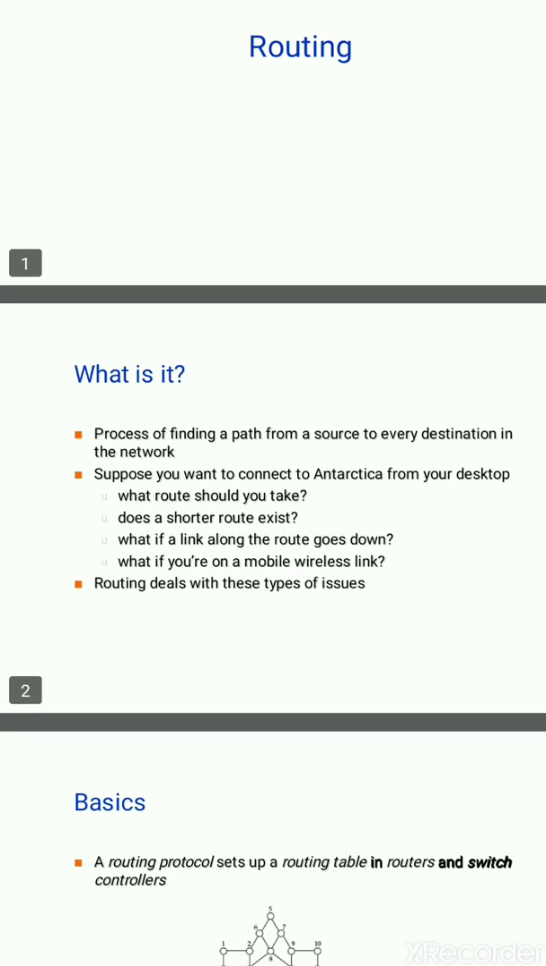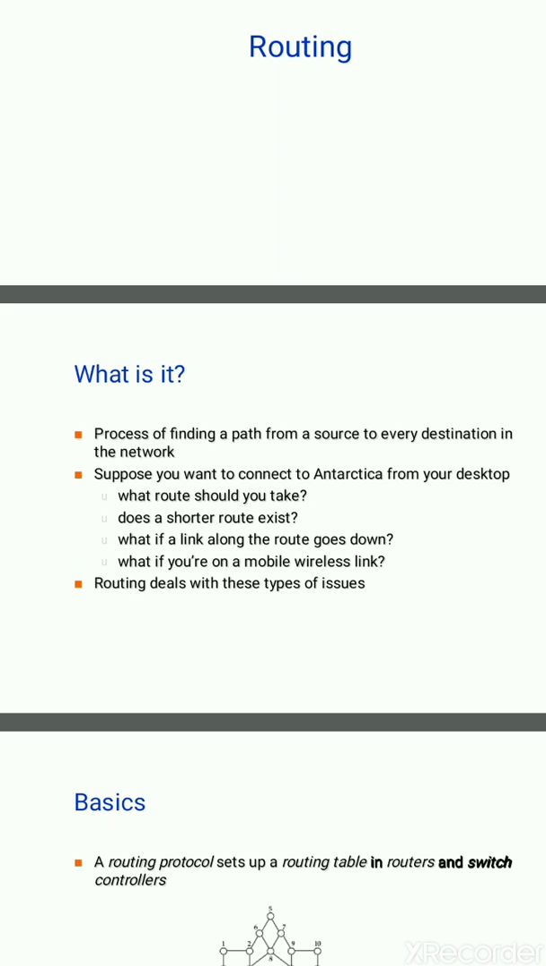Basically, if we talk about routing, we can say it's a process of finding the optimal path from source to destination in a network. Suppose you want to connect to Antarctica from your desktop, then there will be so many questions in your mind, like what route you should take, and does any other shorter route exist?